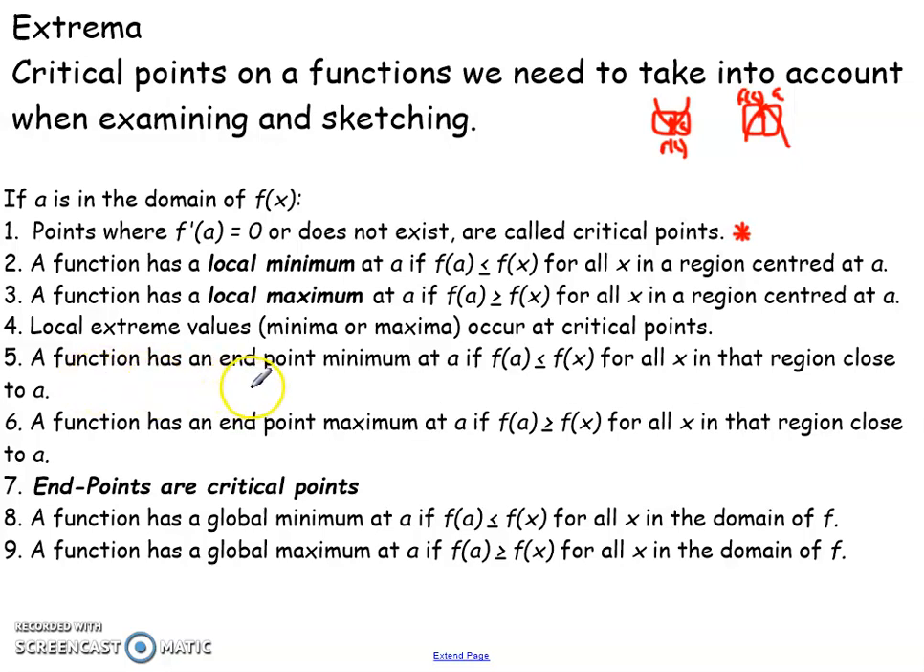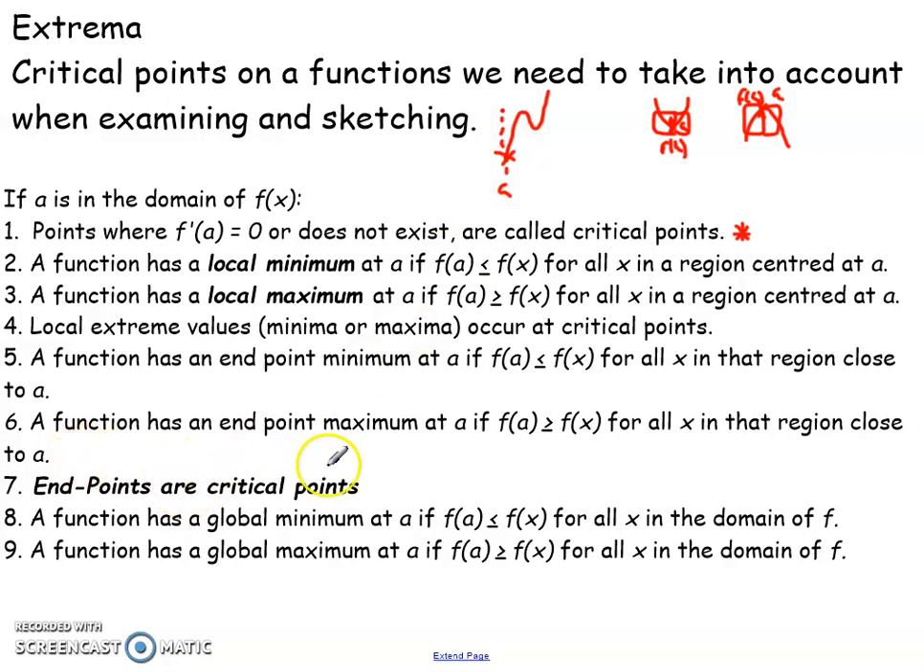Now the function has an end point minimum at a if f of a is less than or equal to f of x for all x in that region close to a. So let's imagine I've got a curve here. There is my end point of it. So there's my a. The curve exists all the way through here. Now imagine the curve has some sort of behaviour that does that. That there is the lowest value at that point in our area. So that there is an endpoint minimum.